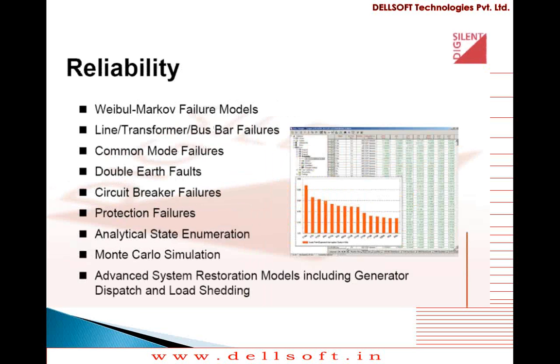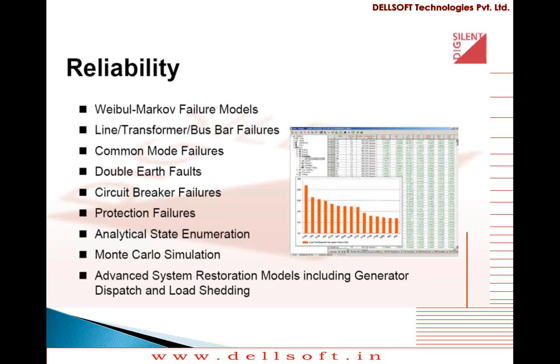In reliability tests, we have Weibull Markov failure models on which we can analyze the reliability of the system. Line, transformer and bus bar failures we can provide to check the reliability of the system. Common mode failures we can create. Double earth faults we can give to our system. Circuit breaker failures we can create. Protection failures throughout the system we can analyze. Analytical state enumeration methods can be provided, and Monte Carlo simulations can be done in this software.